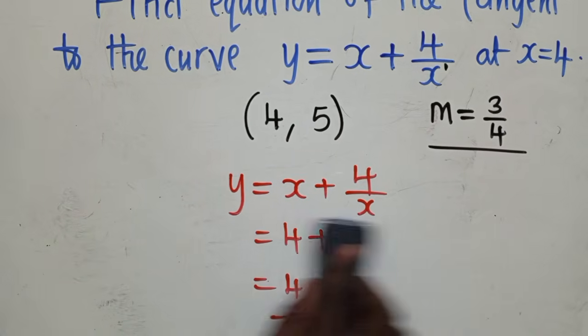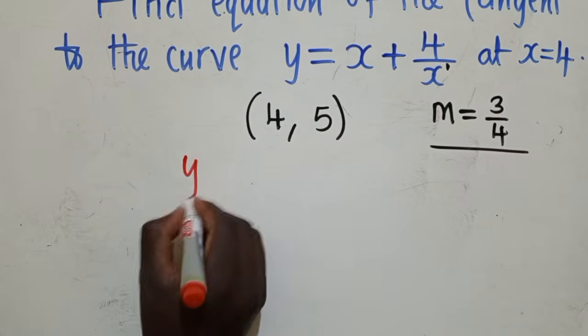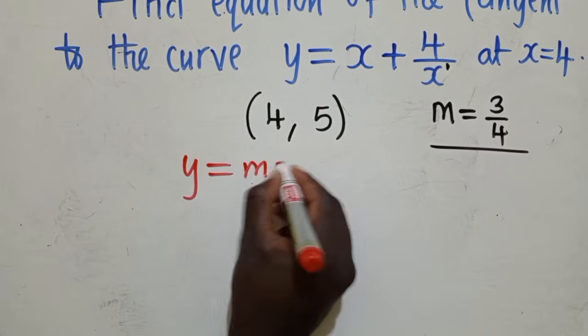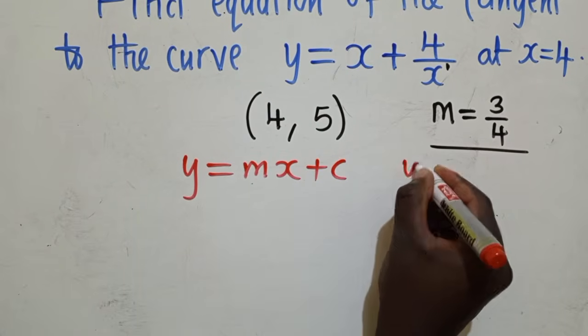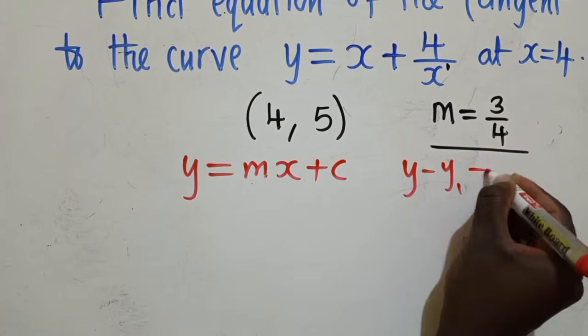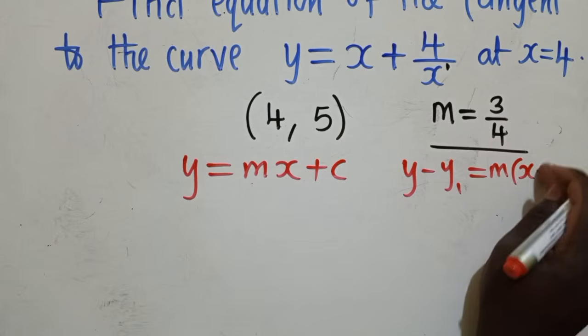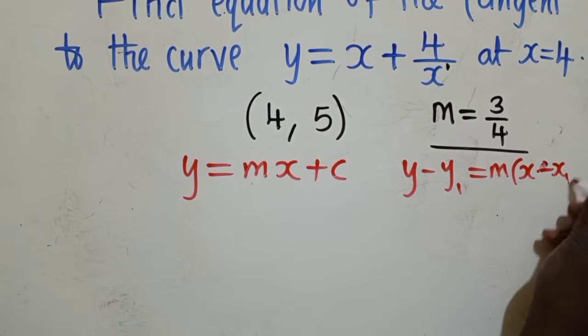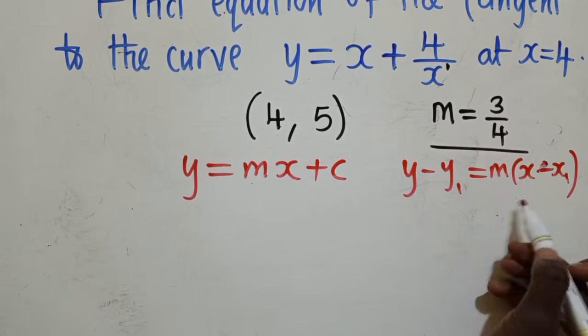Once we get those coordinates, we now use the formula for finding the equation of a straight line. You can either use this one or use this one. Whichever you are comfortable with is what you go with.